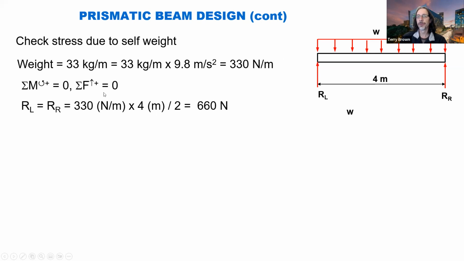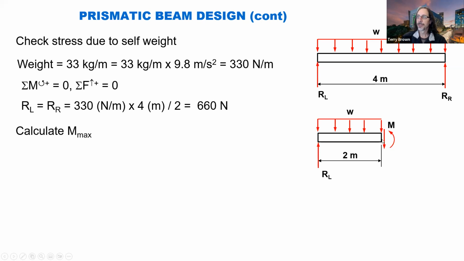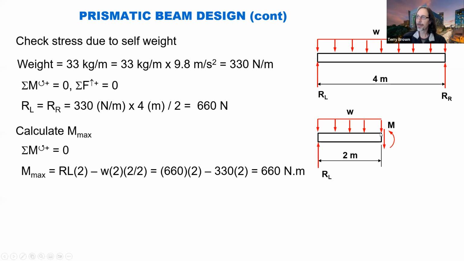All right, so working out our reaction forces from our equations of equilibrium, calculate M max. So I've just gone through that. Taking a cut through here. The maximum will occur at the middle or the center of the beam. So M max is 660 Newton meters. Right. What did we have before? I can't remember. It was way bigger than this. It was kilonewton meters.